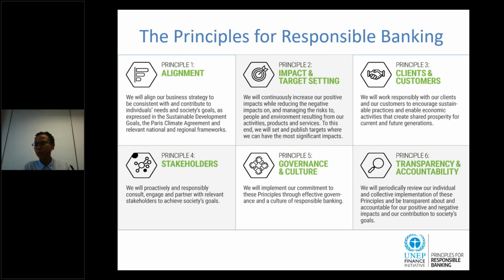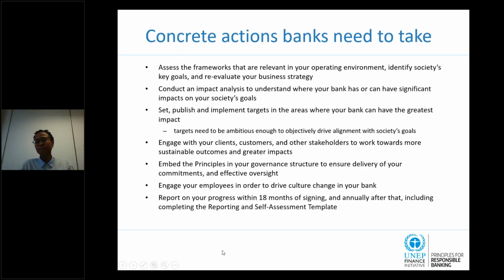Great. So on the next slide, please, Puleng, which are the concrete actions that us signatory banks need to take for implementation? Well, we first need to assess which are the frameworks that are relevant in our operating environment, and we need to identify the society's key goals and reevaluate our business strategy. We need also to conduct an impact analysis to understand where our bank has or can have significant impacts on society, on society's goals.